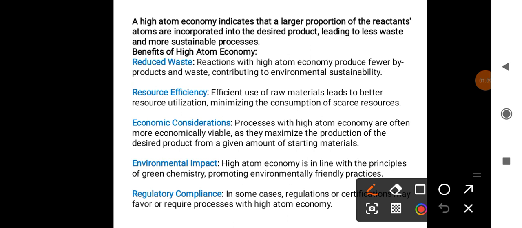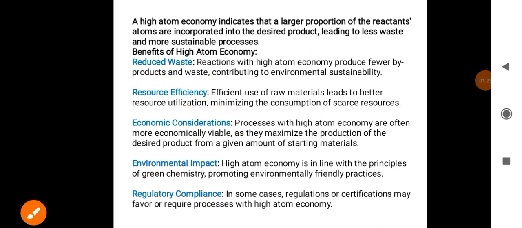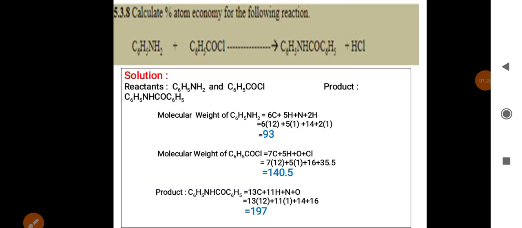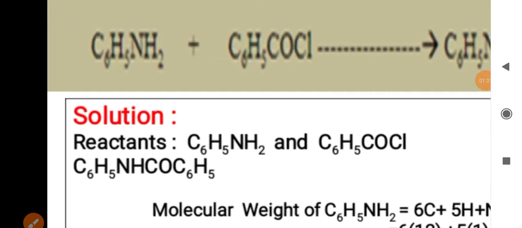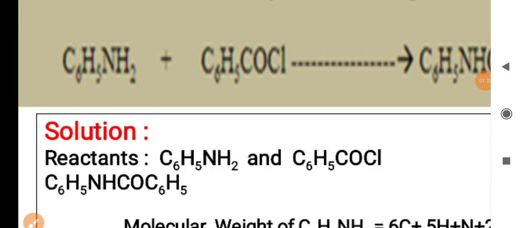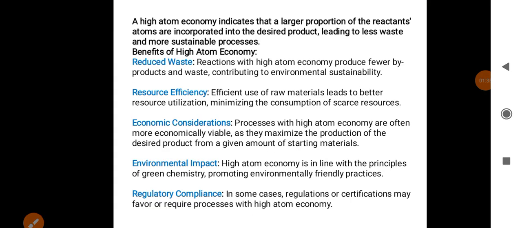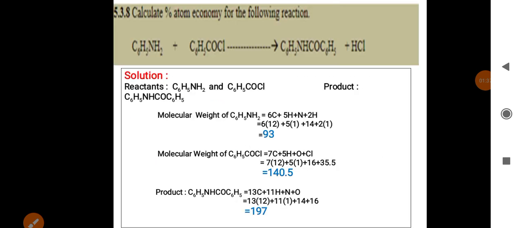Atom economy is beneficial in many ways, like reduction of waste, resource efficiency, economical consideration of many processes, environmental impact and regulatory compliances. After that, we are just going to directly understand how to solve the numerical on atom economy. So this is the reaction given to you. You should first of all identify what the reactants and what the products are in this reaction.